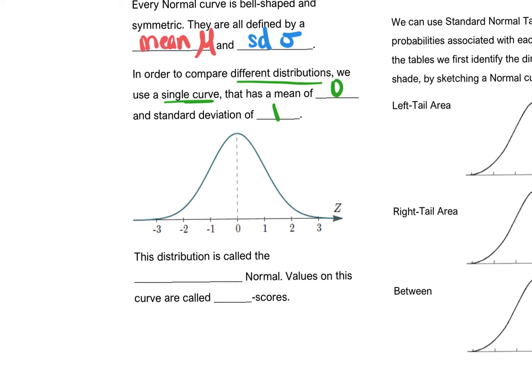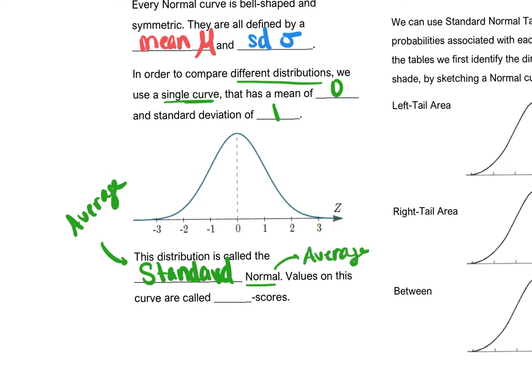This distribution is called the standard normal. And remember, the word standard just means the average. So we just have this curve called the average normal curve. In statistics, the word normal also means average, by the way. So you can think of this as being the average curve. And then every value that falls on this curve is what we call a z-score.